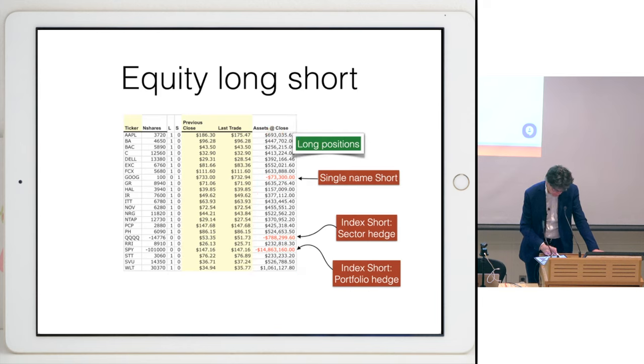I'm not going to say anything about the longs, except that I got Apple, I got Bank of America, I got Citibank, I got the Dell Corporation. So I got some technology, I got some banks, I got some longs. So what are the shorts? I have Google as a short. Right? Look at the size.